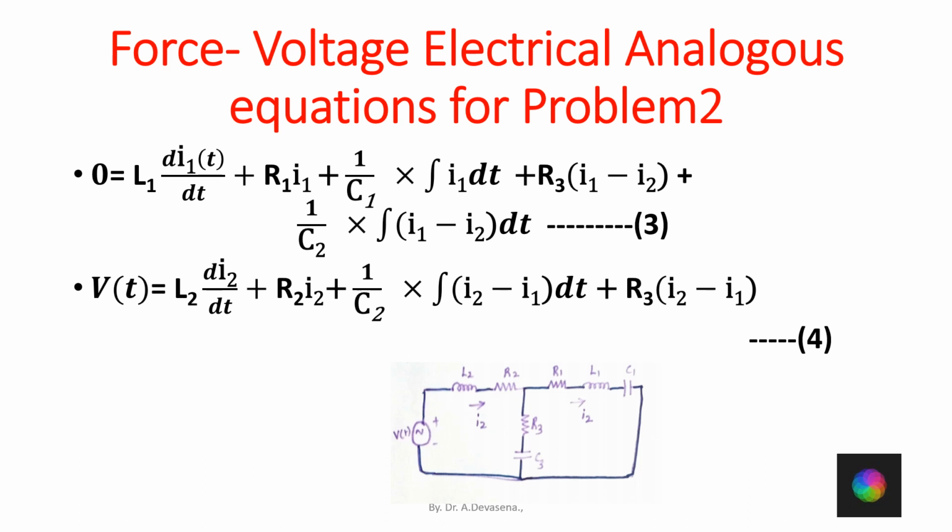And V of t is equal to L2 di2 by dt plus R2 I2 plus 1 by C2 into integral of I2 minus I1 dt plus R3 into I2 minus I1. This is the equation 4. That is, the equation 4 represents the electrical analogous equation for the force balance equation 2 for the mechanical translational system.